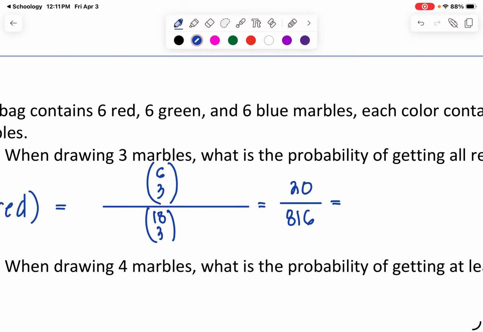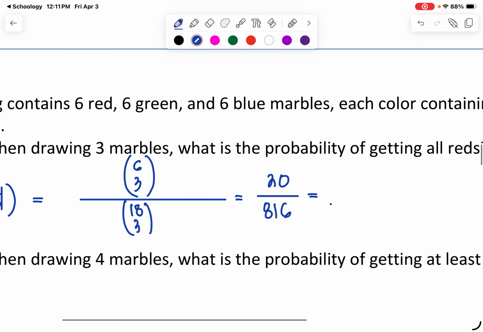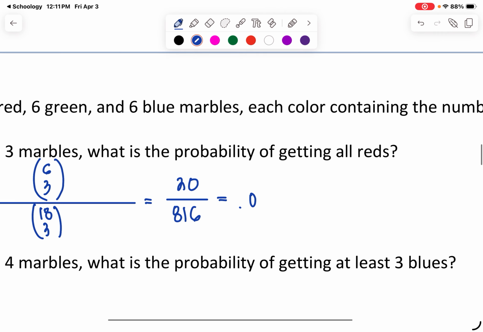So you can just put the whole thing in your calculator like 6C3 divided by 18C3 and just put the answer. Or you can do 6C3 and get that it's 20, 18C3, get that it's 816, and then divide them. So I will put these in my calculator. 20 divided by 816 is 0.0245.